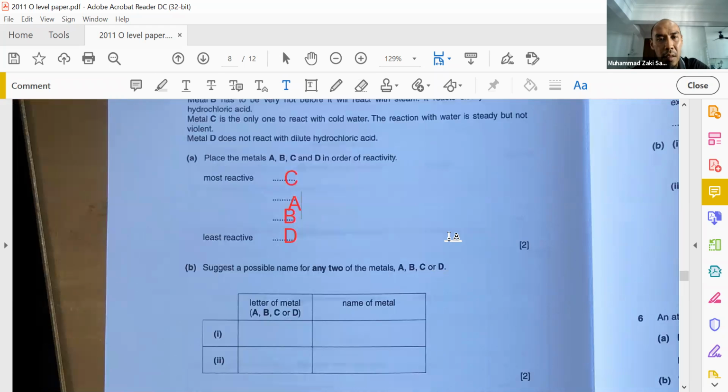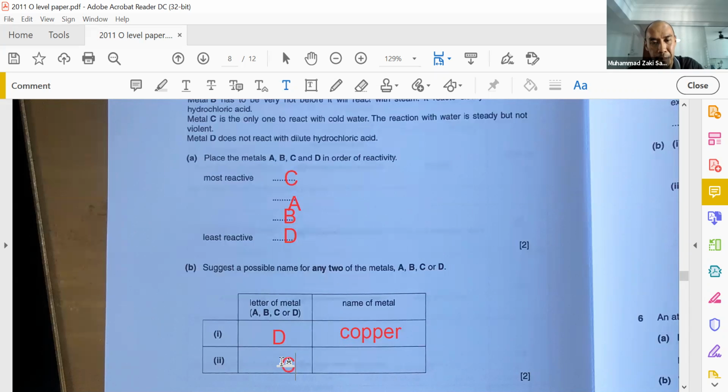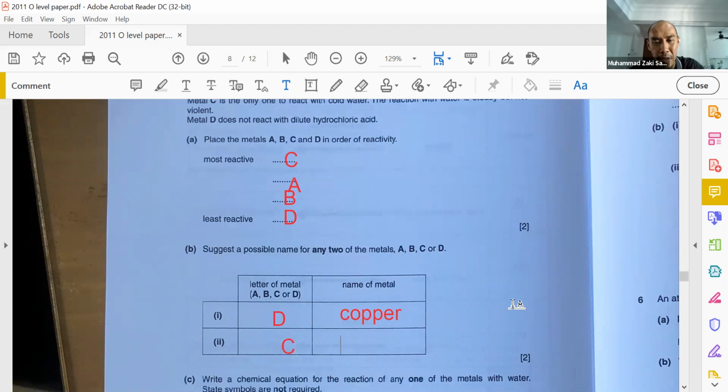Let's say the one that does not react with hydrochloric acid is the simplest one. It's maybe D, you write down copper. Okay, copper. This is easiest, right? Choose a safe answer for the exam. Then maybe you can try the only one that reacts with cold water. What reacts with cold water steadily but not violently? Calcium. Okay, right. Calcium. Magnesium will be very slow.